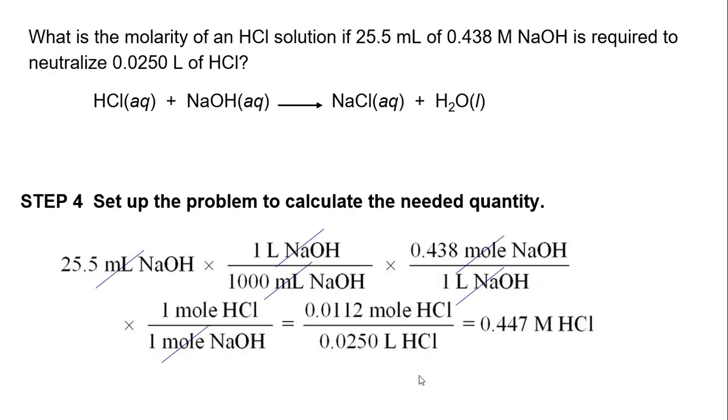So here we go again, 25.5 mL of NaOH. We cancel out the volume. We get to the moles of sodium hydroxide, set that up with a 1-to-1 ratio. We are now in moles of HCl, and we take the volume of HCl, and that gives us 0.447 molar HCl. Not difficult, but if you set up the units right, it will get you to the very end.